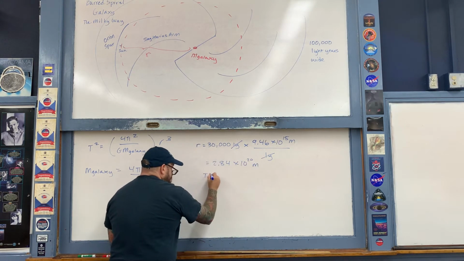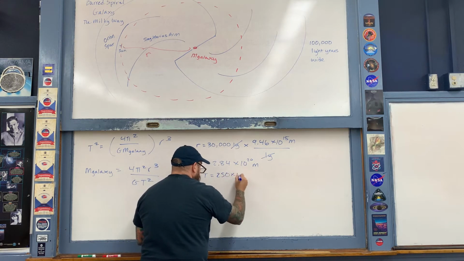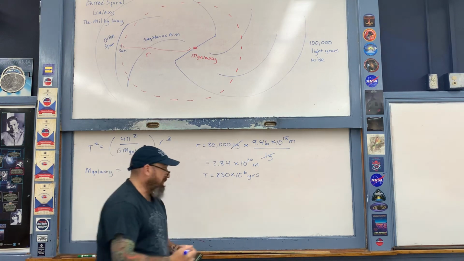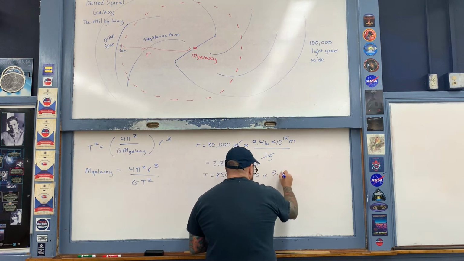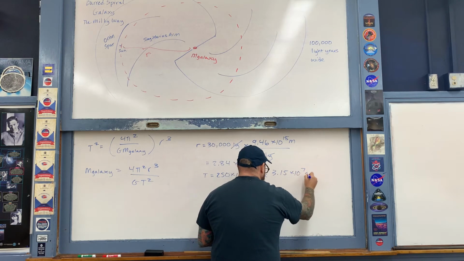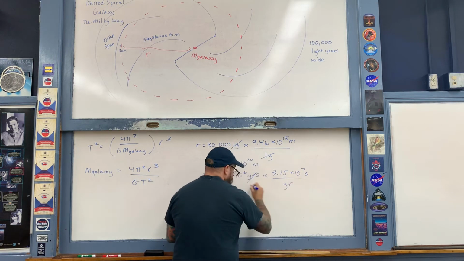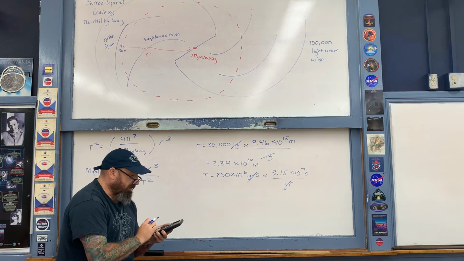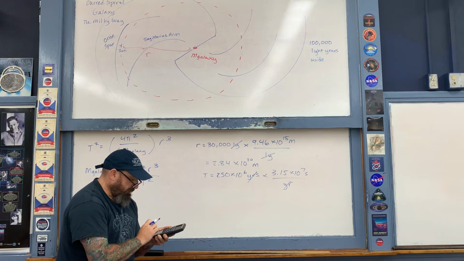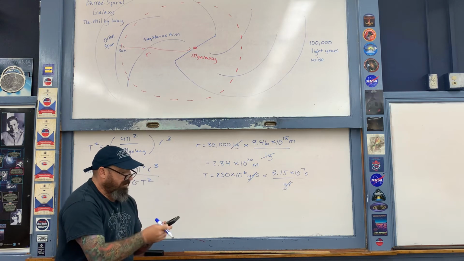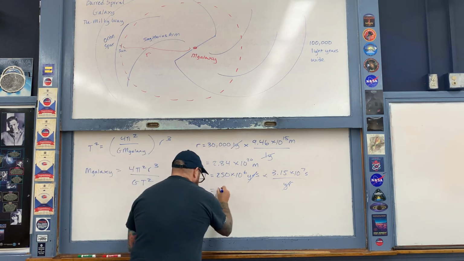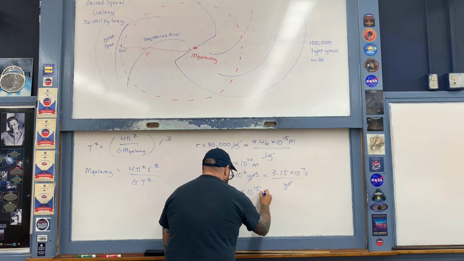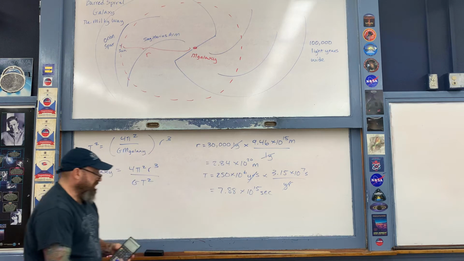Okay, and then we have capital T. Capital T is 250 million years. That's 250 times 10 to the 6th years. We need to convert this into seconds. So I'm going to multiply by 3.15 times 10 to the 7th seconds per year. We've seen that conversion factor before as well. So 250 times 10 to the 6th, and then times 3.15 times 10 to the 7th, and that comes out to be about 7.88 or so times 10 to the 15th seconds. That's 250 million years in terms of seconds.